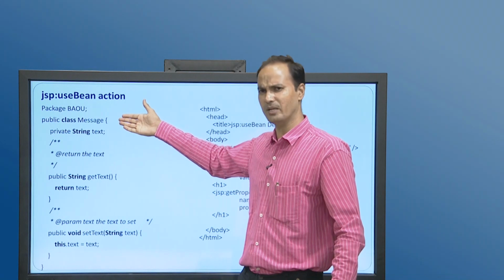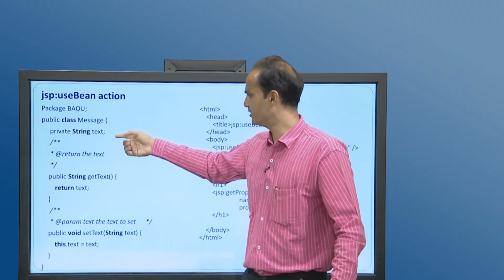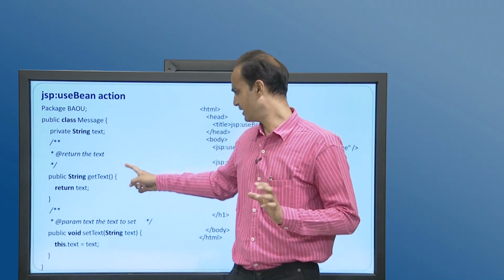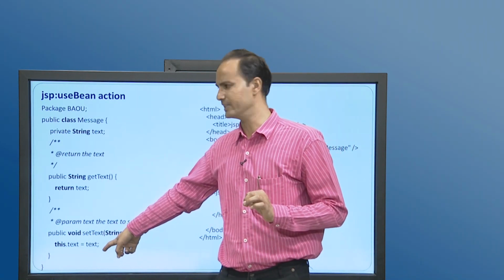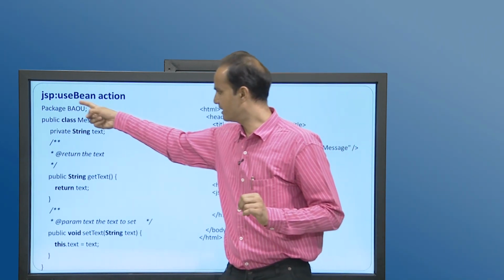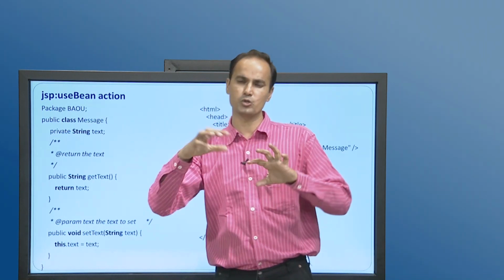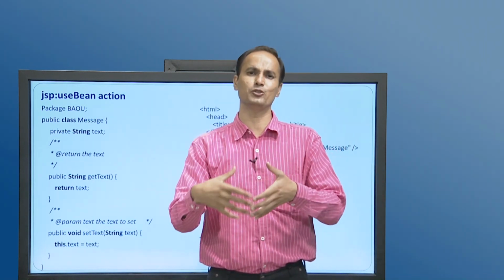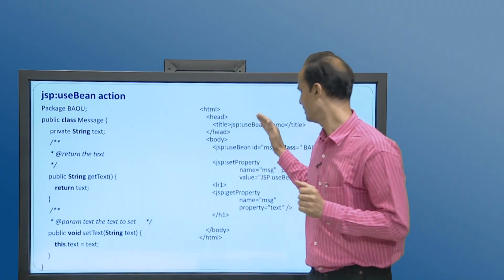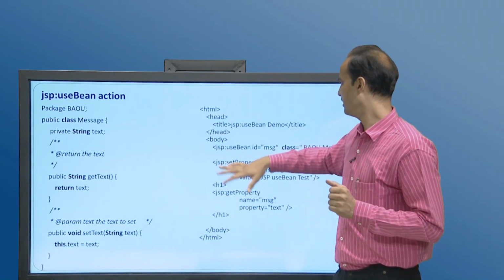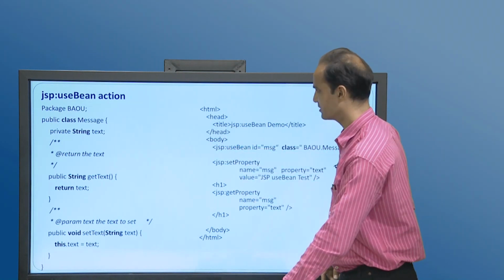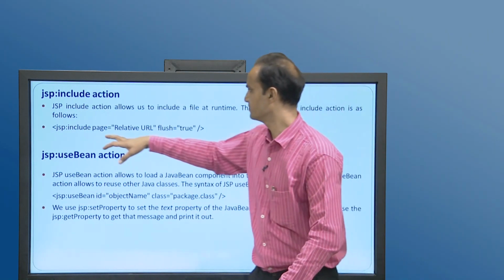This is a simple example. A class Message, called a bean, has one property, text, and for the text there is a getter and setter, getText and setText. It is contained in the package BAOU. Now, how do we use this bean in our JSP using the standard action useBean? This is the syntax. In this JSP file, the standard action we are going to use is jsp:useBean, because the standard action syntax is like this.